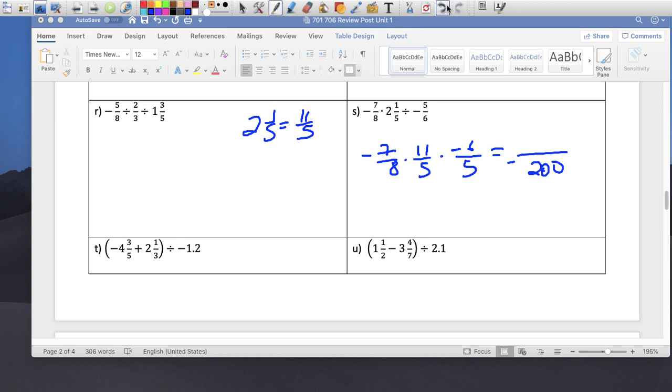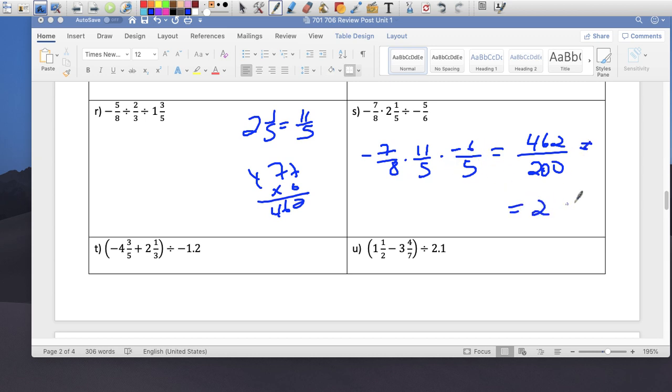And then, not negative. I don't know why I put it negative there. 77. 7 times 11 is 77. And then times 6. 2, 4, 42. 42 plus 4 is 462. Oh, I could simplify. I'm sorry. I could simplify these two.